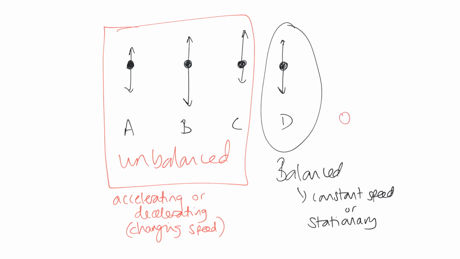Balanced forces will always have 0 newtons as the resultant force, whereas if it's unbalanced, they will always have a value greater than 0 newtons. There will always be a force, and that then links to the topic of F equals ma. So where there's a force, there's an acceleration.